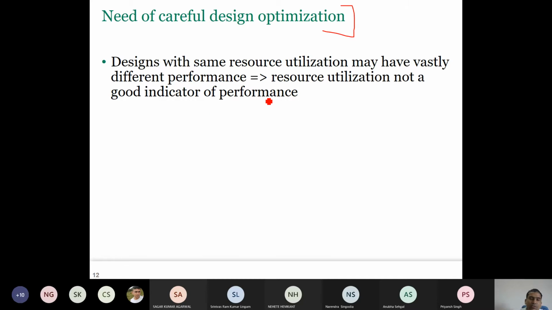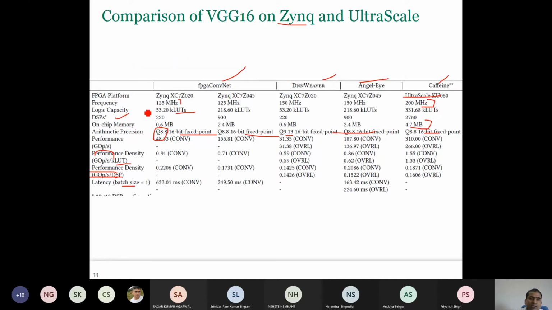So what is the meaning of resource utilization? Here our resources are how many LUTs we have, how many DSPs we have, and of course how much memory we have. Because we are doing the computations using either DSPs or LUTs, it may happen that two designs consume the same number of LUTs. Both of them consume 1000 LUTs, but one of them may perform a much higher number of giga operations per second than the other.